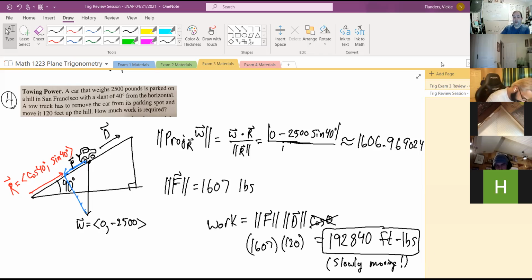Okay, so I just recalculated the last problem a different way, just to show you that there was another way, and then force times distance gave me the work.